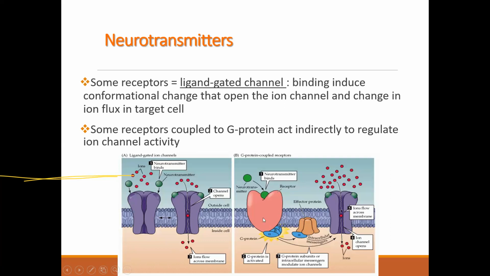Some receptors, like this one, are not the ion channel itself, but they can send the information to the ion channel nearby and regulate the opening of the ion channel nearby, and then the ion can influx into the target cell. In this process, the receptor of the neurotransmitter stimulates the conformational change of a nearby protein, for example, a G protein. And after the G protein is activated by the ligand receptor complex, the activated G protein can regulate the opening of the ion channel nearby.